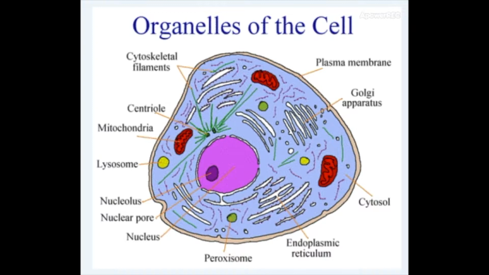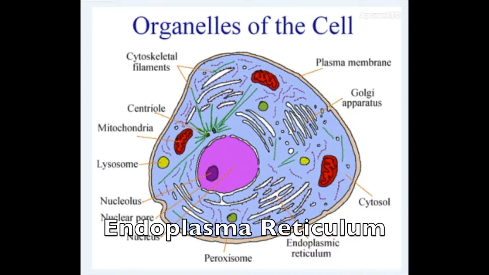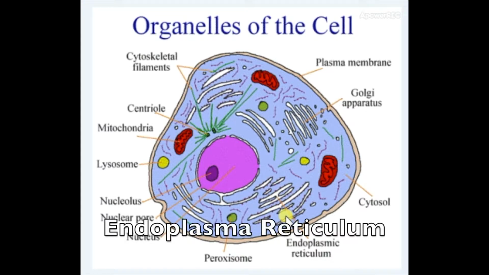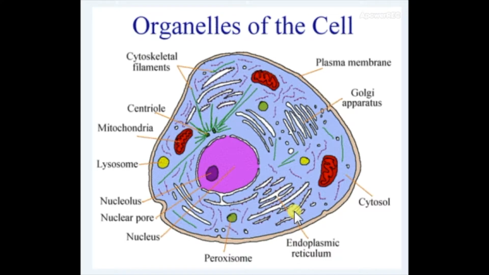The next one is the endoplasmic reticulum, also known as the ER. There are two types: the smooth one and the rough one. But overall, it's a network of membranous tubules within the cytoplasm of a eukaryotic cell. It usually has ribosomes attached and is involved in protein and lipid synthesis.